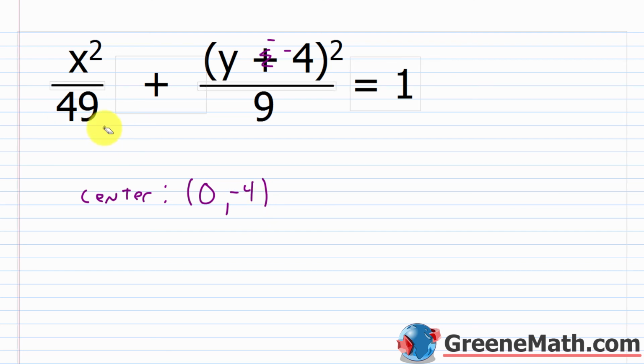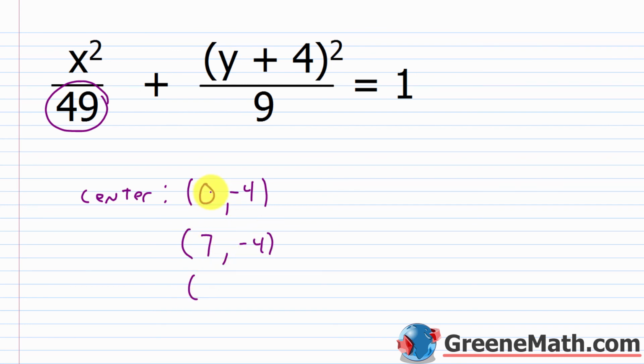And then to get my additional points, again, all I'm looking to do to get some horizontal points from the center, I just take this guy right here. I take the principal and negative square root of 49, which is 7. So I'm just going to move by 7 units to the right of the center and to the left of the center. So add 7 to 0, you get 7, then comma negative 4. Subtract 7 from 0, you get negative 7, comma negative 4.